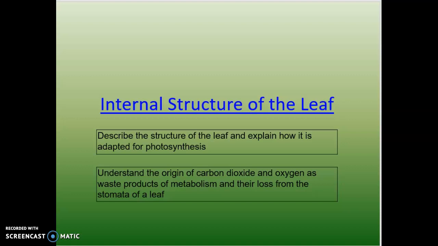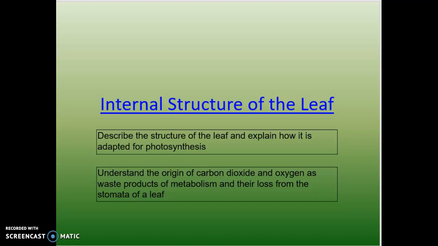And then for the bottom one, you probably have a little bit of an understanding of where carbon dioxide and oxygen come from in terms of their waste products and metabolism, because carbon dioxide is going to come from respiration, because plants still carry out respiration, and oxygen is made in photosynthesis. They're both waste products of metabolism. Carbon dioxide will be used in photosynthesis, and the oxygen will be made by photosynthesis, but then used up in respiration. So, what we're looking at there is how a leaf is structured to carry out photosynthesis.